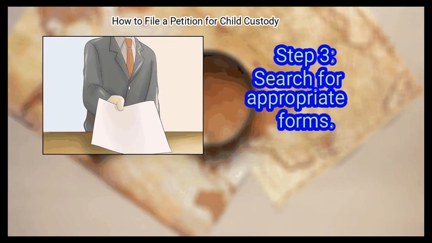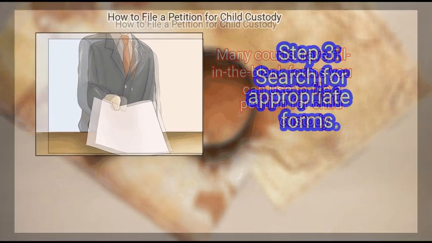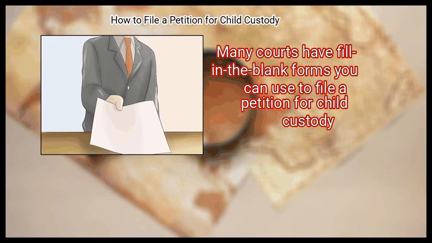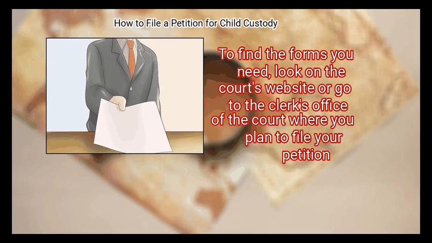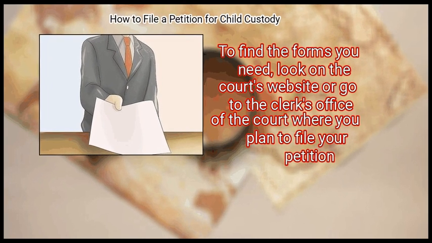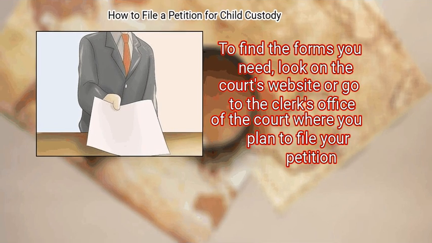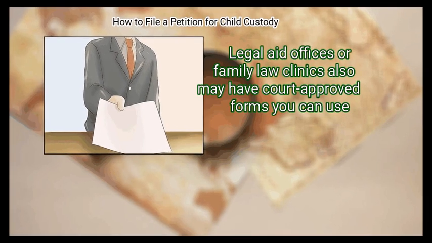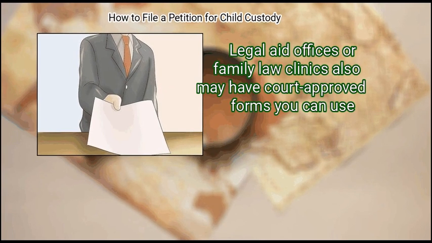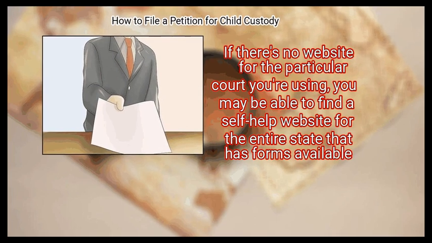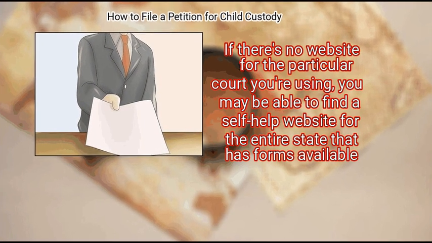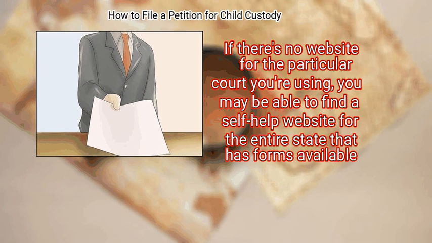Step 3. Search for appropriate forms. Many courts have fill-in-the-blank forms you can use to file a petition for child custody. To find the forms you need, look on the court's website or go to the clerk's office of the court where you plan to file your petition. Legal aid offices or family law clinics also may have court-approved forms you can use. If there's no website for the particular court you are using, you may be able to find a self-help website for the entire state that has forms available.